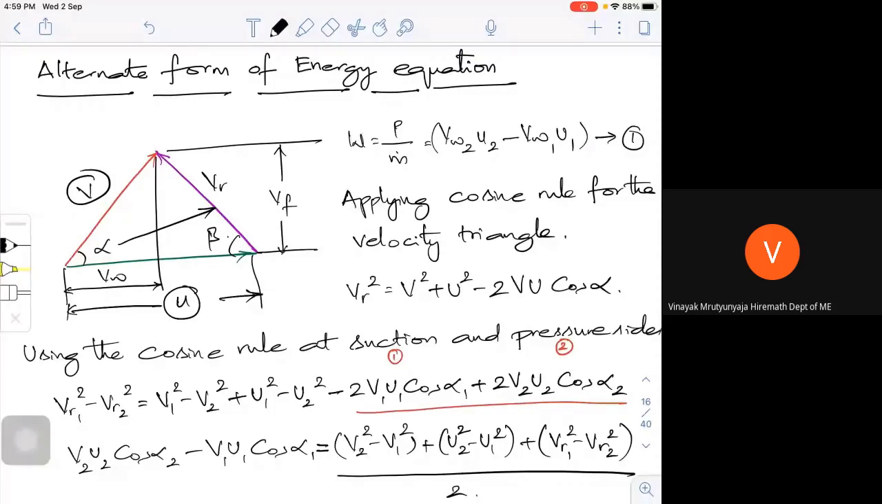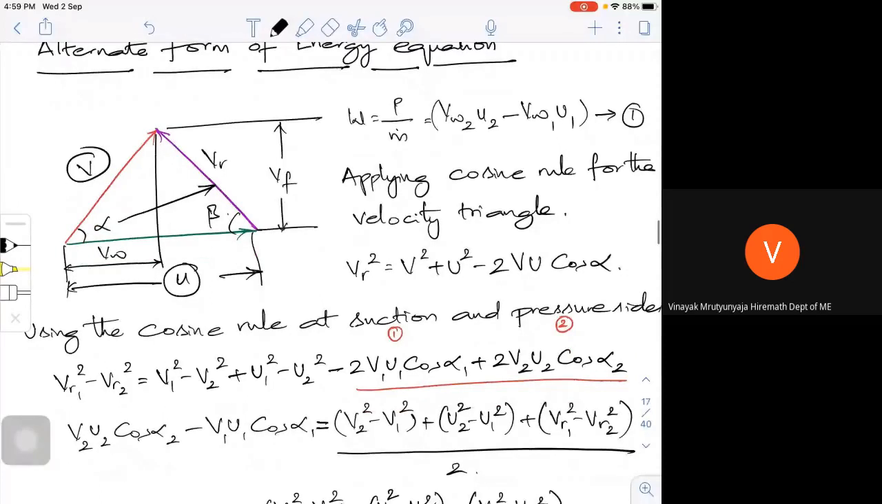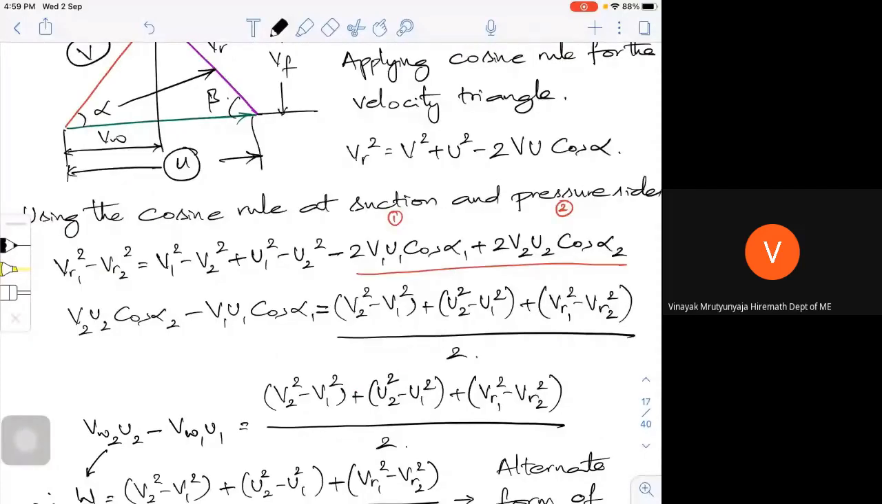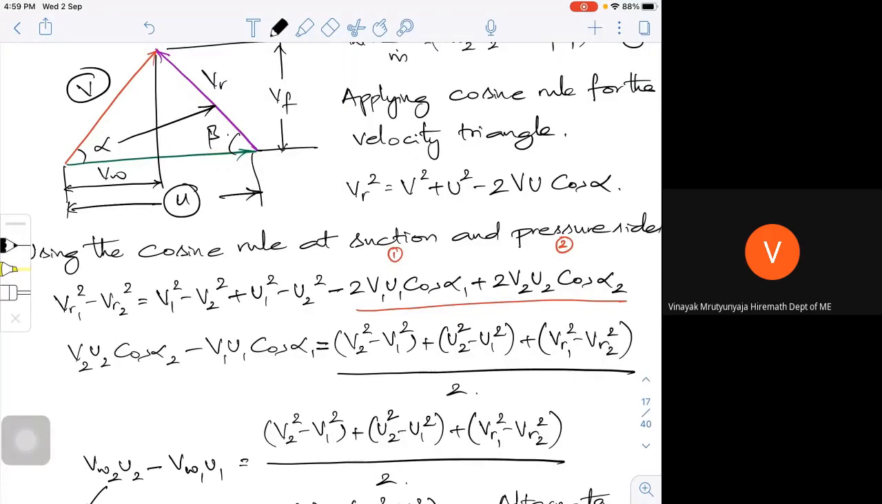Now, if I apply this at both conditions, that is the suction and pressure side, inlet and exit, and take the difference, Vr1 square minus Vr2 square is equal to V1 square minus V2 square plus U1 square minus U2 square, minus 2 into V1 into U1 into cos alpha 1, minus of minus which is plus, 2 into V2 into U2 into cos alpha 2.